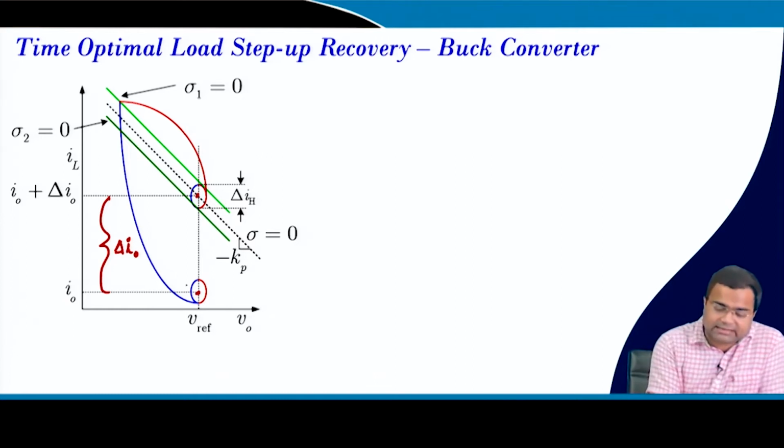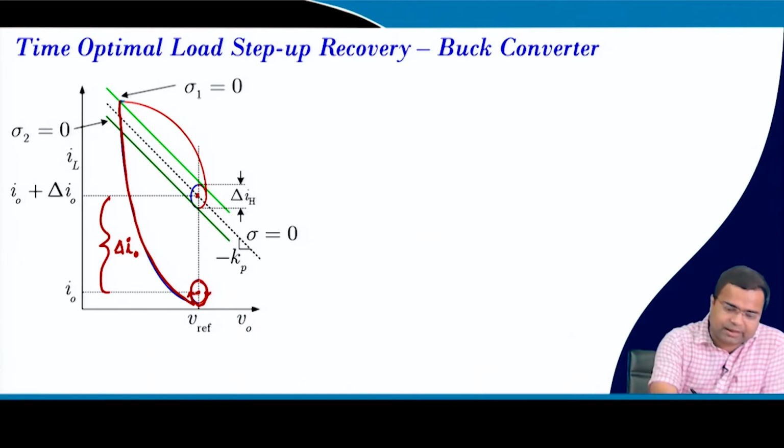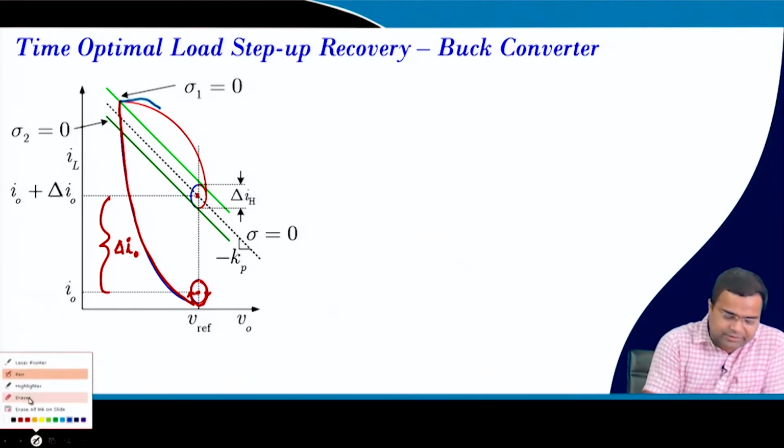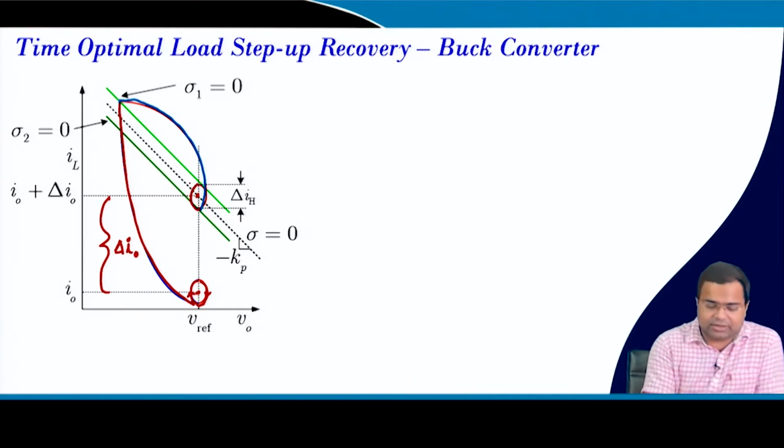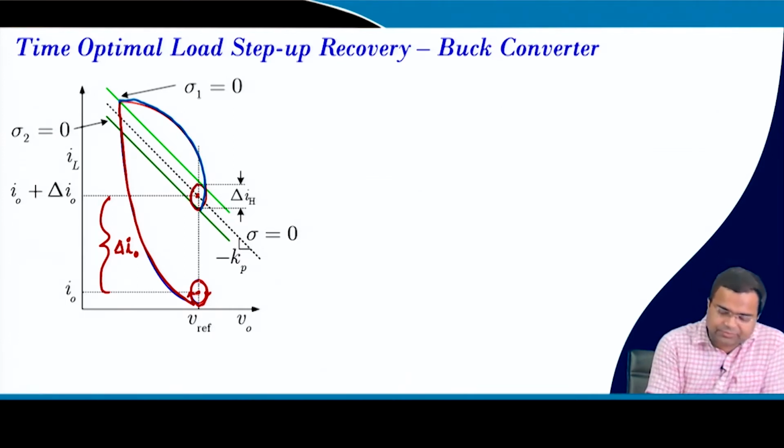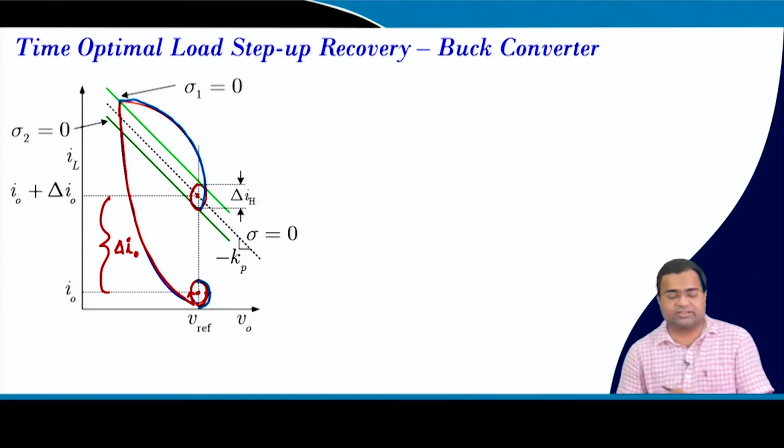During steady state, it will have an on-off operation. This is the on state and this is the off state. Then when there is a load transient, it will go by this path and hit this surface, and in one switch action it has to come back. Again it will hit this surface, and then continue like this. So this is our off state trajectory and this is the on state trajectory.